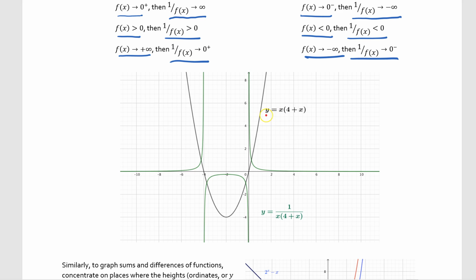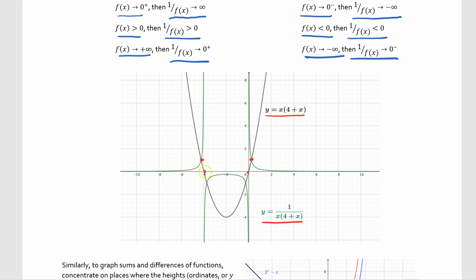So here was our original curve, y equals x times (4 plus x). It's a parabola which is going to cut at 0 and minus 4. It's concave up, so it has some positive bits and has some negative bits. Now, where we have the original function equaling 1, which is going to be just here and just here, it's going to have a y value of 1, then the reciprocal has the same value because 1 on 1 is 1. So they have those points in common.